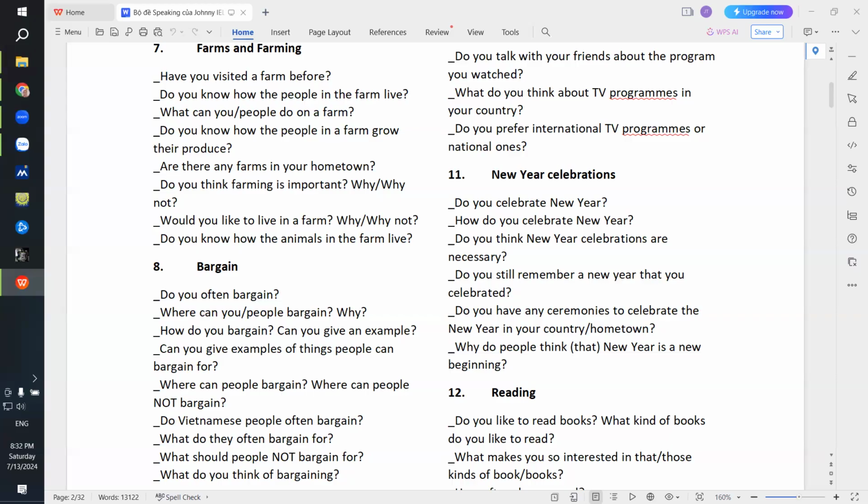Also, New Year celebrations are really necessary for a lot of people to have a moment to get away from their work and studying. They are able to enjoy different activities with their beloved ones, with their friends. It's a way to relieve stress and pressure from working.